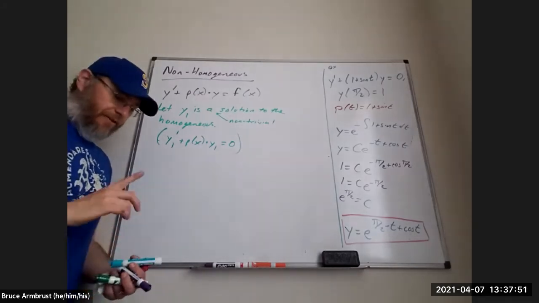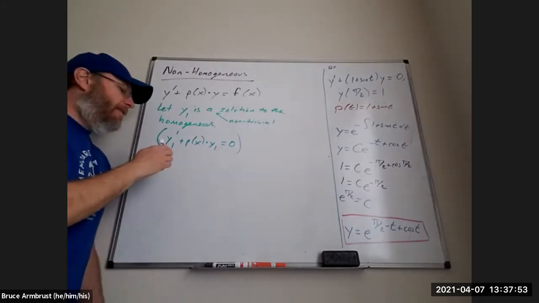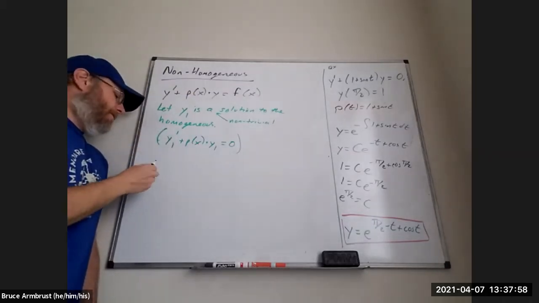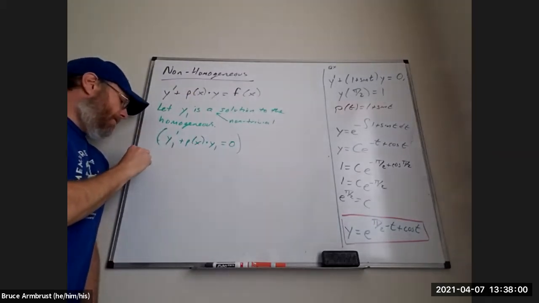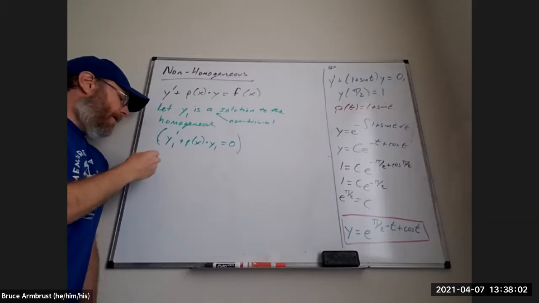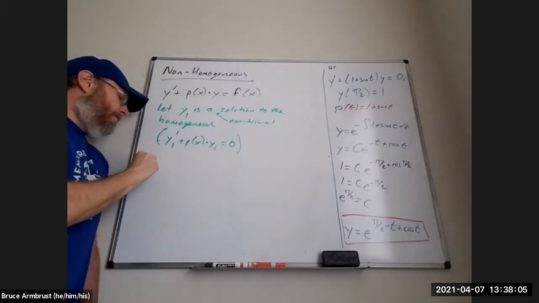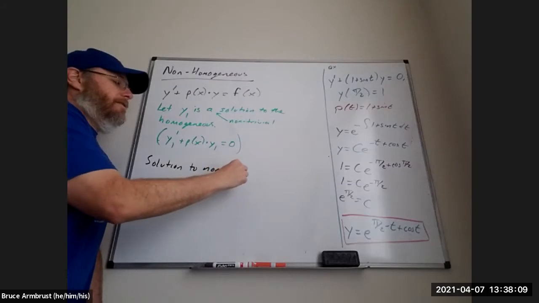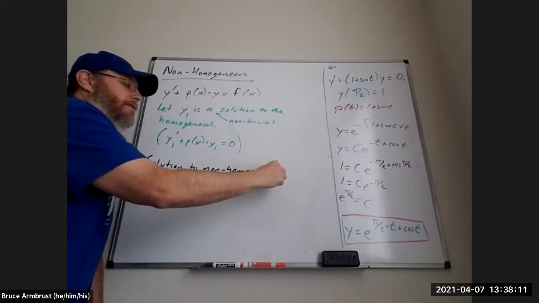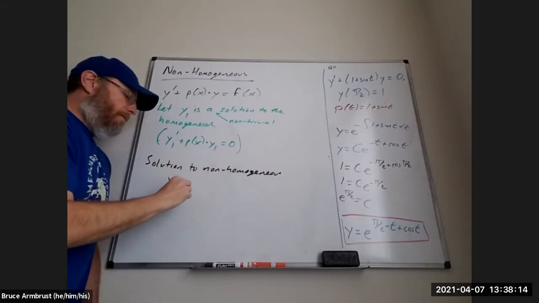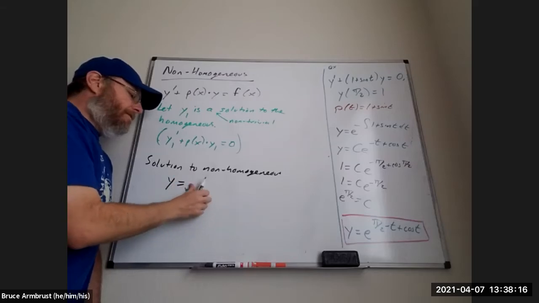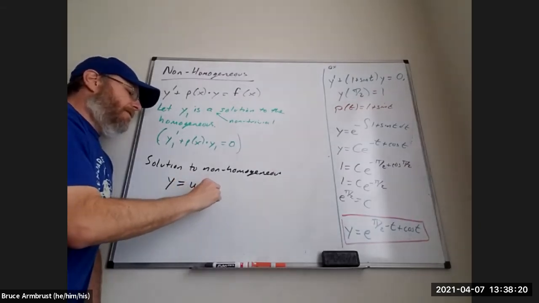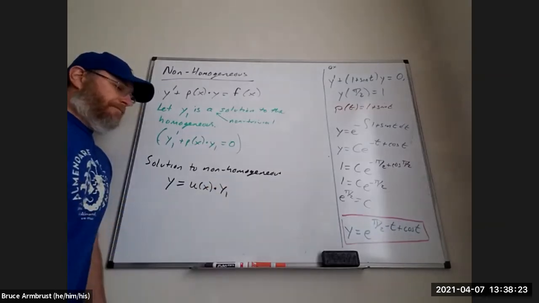All right, so here's what I'm going to do. I'm going to guess a form for the solution to the non-homogeneous. I'm going to say that a solution to this non-homogeneous is going to be some function of x times y1.